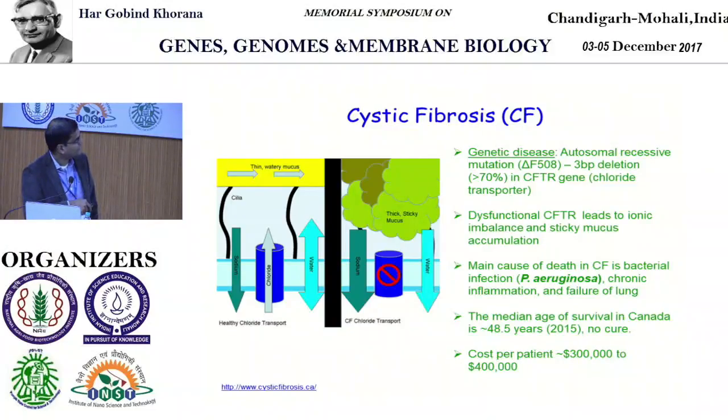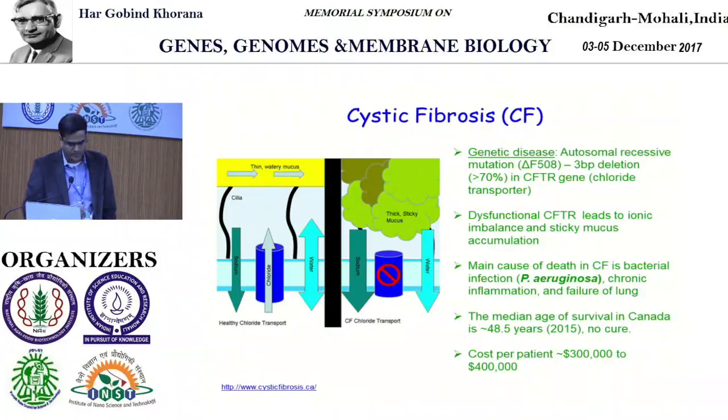Things normally go okay in the healthy state. In the disease state, you don't have efficient chloride transport. Because of that, sodium gets transported in, but chloride is not pumped out. Because of that, you get a thick mucus. And that mucus acts as sort of the nutrients for bacteria to grow on. That's how bacterial infection starts. And that's the leading cause of death. So bacterial infection leads to chronic inflammation, and that leads to failure of the lung. That's the sort of pathway that occurs.